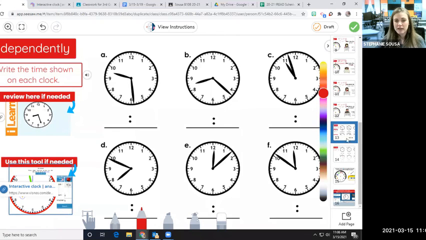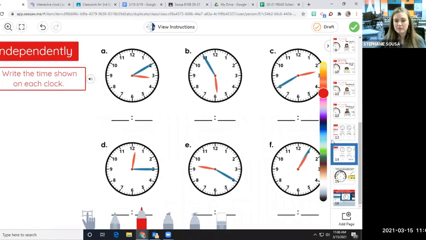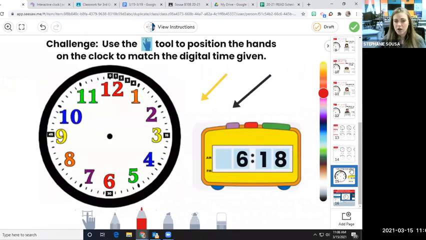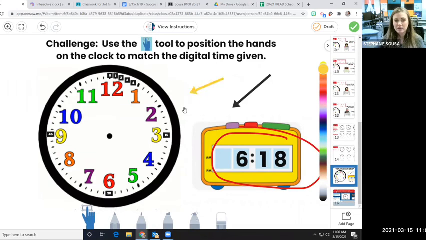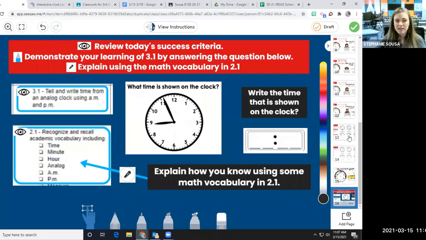So again, on slides 13 and 14, it says write the time shown on each clock. On slide 14, you are going to look at this digital clock that says 6:18, and you are going to drag and spin the hour hand to show it is in the 6th hour. Oh no, I just moved my hour hand. You are going to drag and spin the minute hand to show that it is 18. Okay, 6:18.